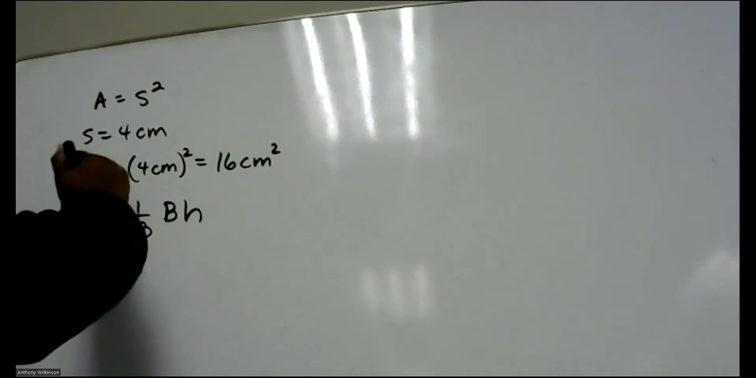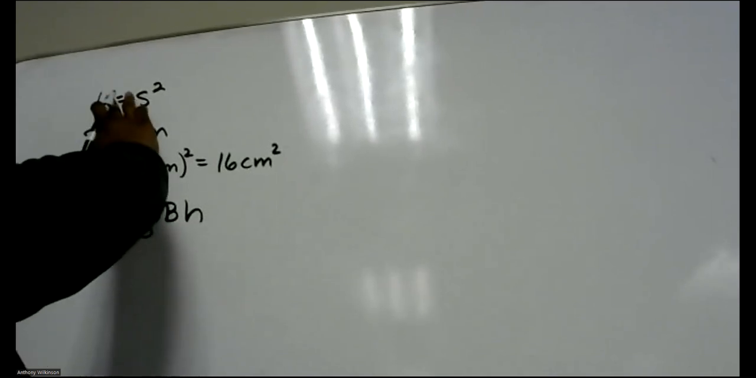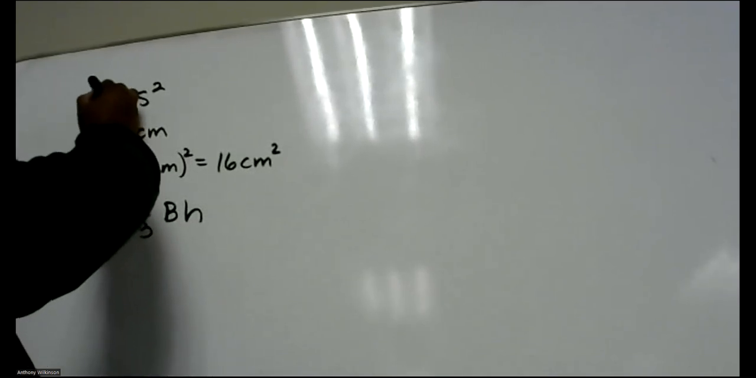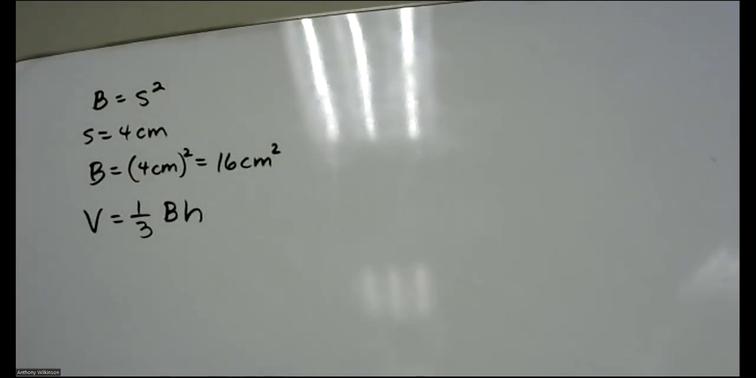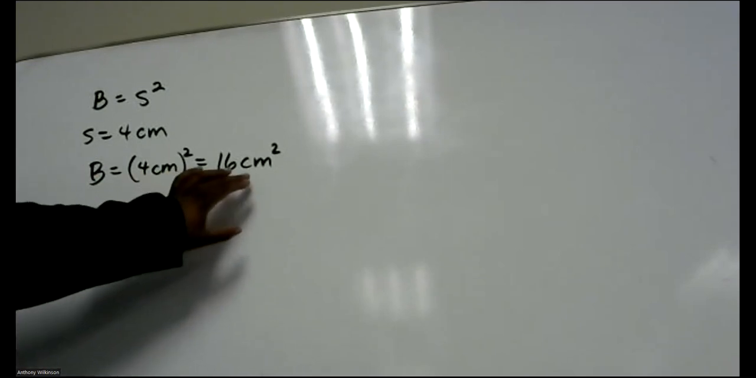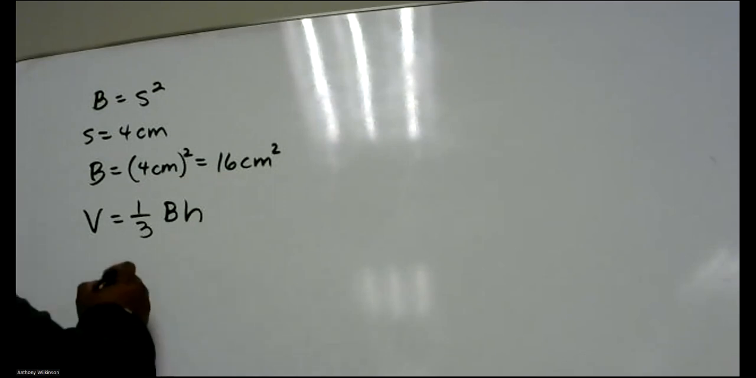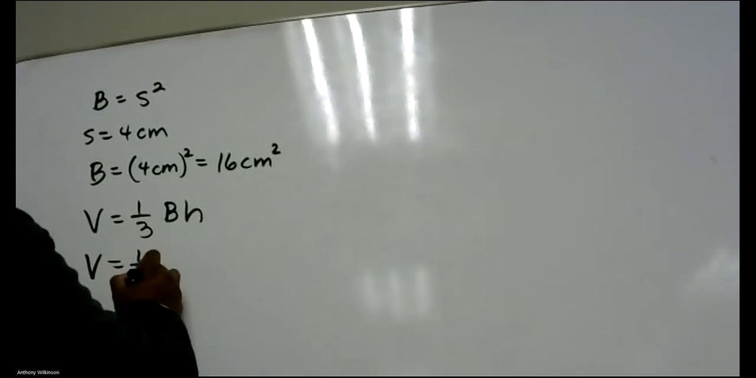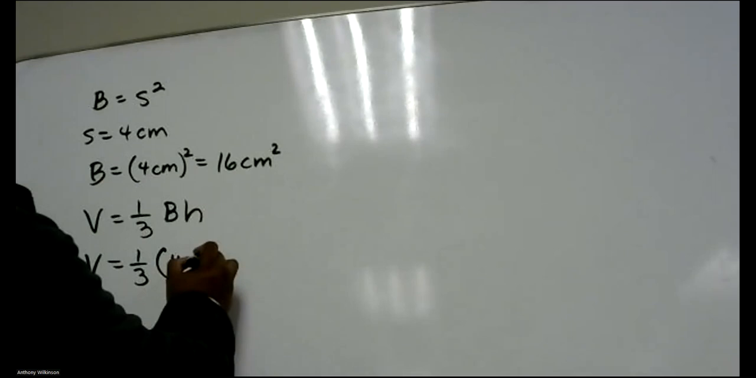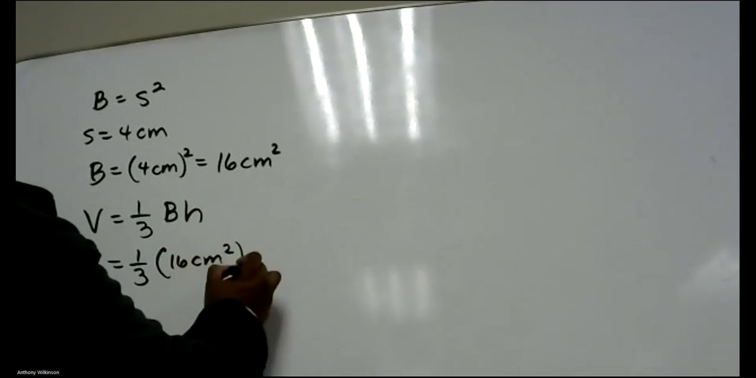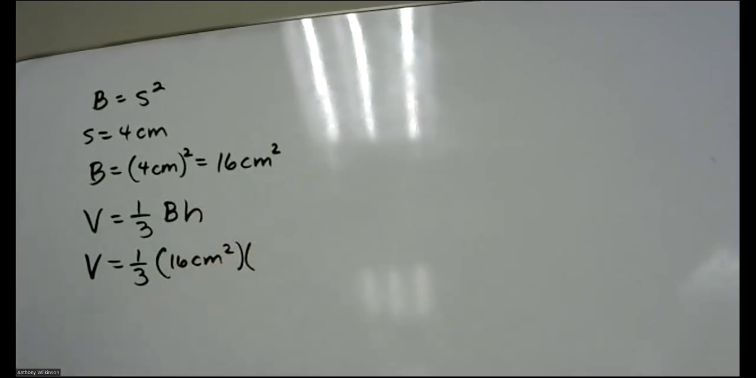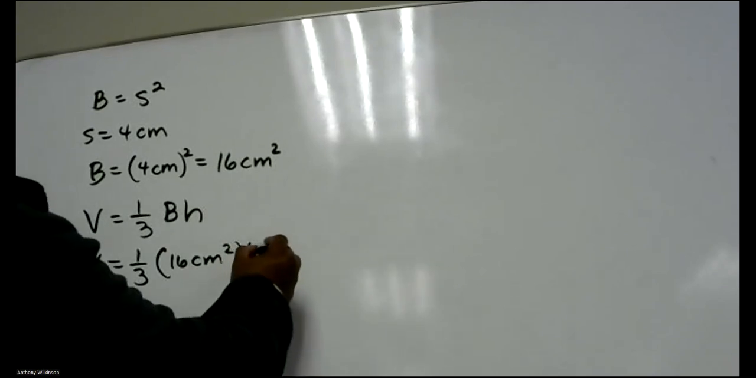By the way, let me change that A to a B since we're dealing with the base here. And the base is a square, so the area of that base would be side squared. And for finding the volume of a pyramid, we do 1/3 the base times the height. And that base had an area of 16 square centimeters. So this will be 1/3 16 centimeters squared times the height. They give us a height of 5 centimeters.